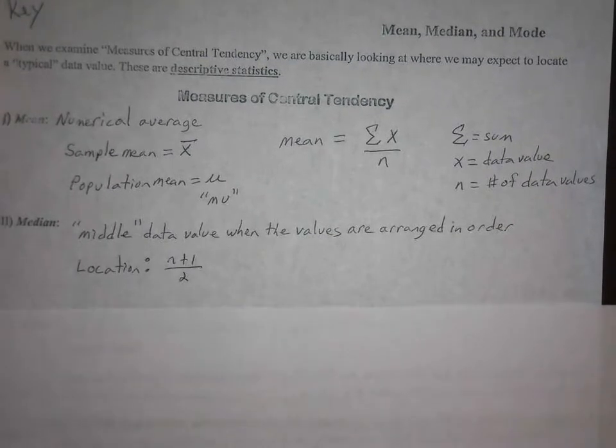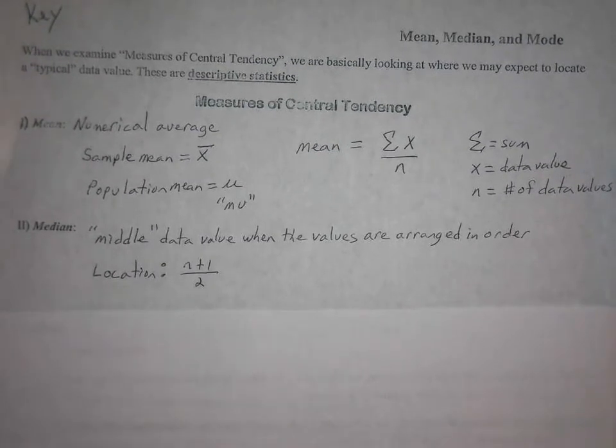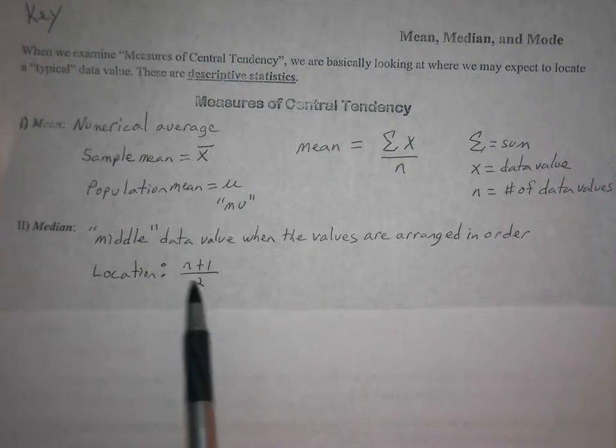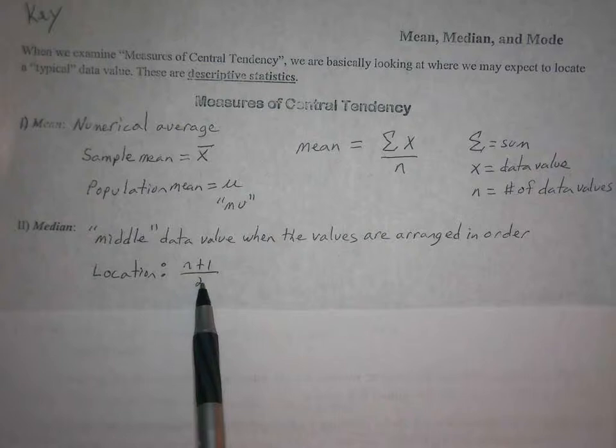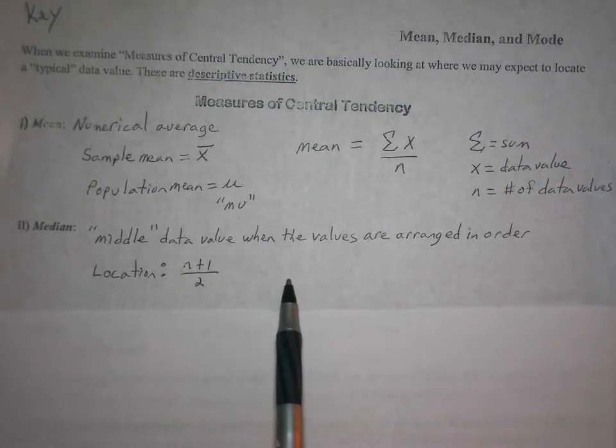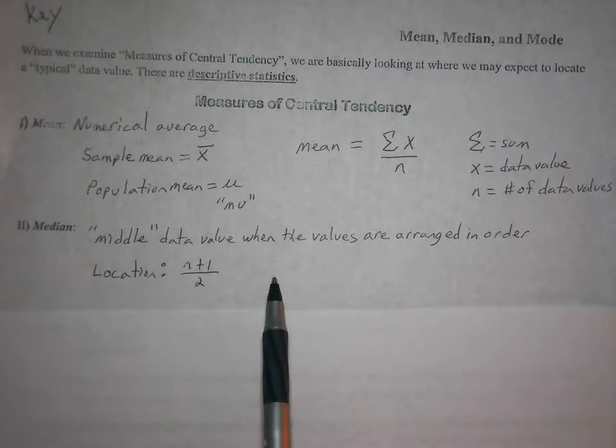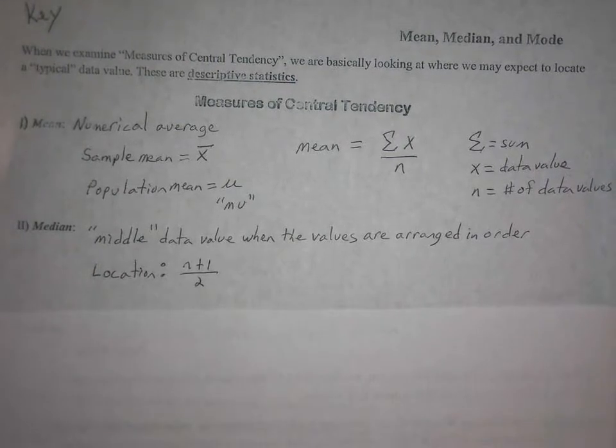The median is the middle or center data value when the values are arranged in order. So you want to think about median as the middle. The location is n plus 1 over 2. You take the number of data values, add 1, and divide by 2. That tells you how many data values to count into your data set, once arranged in order, to find the median. We'll get to an example in a second.